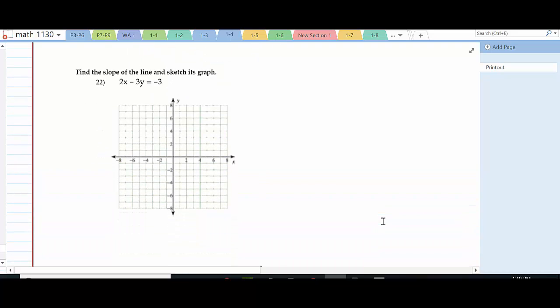Okay, last problem here. I want you all to do this yourself. I want you to solve for y, and then I want you to sketch the graph. Go ahead and do that. That'll wrap up what we need in this section.